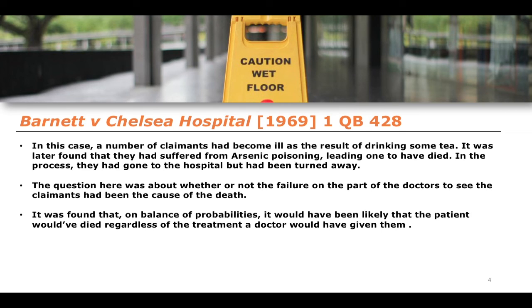It was found that on the balance of probabilities, and owing to the amount of arsenic that was consumed and the severity of the poisoning, it would have been very likely that the patient would have died regardless of treatment that a doctor had given them. So even if they had gone to the hospital, had been hospitalized, and a doctor had seen them, even if the doctor would have known that it was arsenic poisoning and prescribed the relevant treatments, it was found that on the balance of probabilities they would have still probably died as a result of the consumption of this poison.